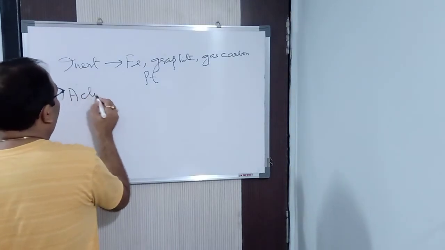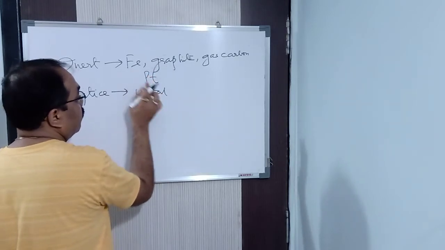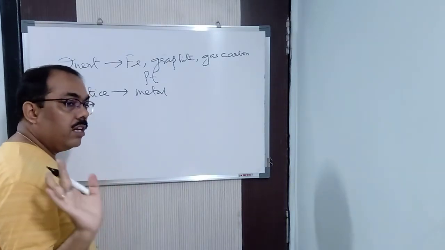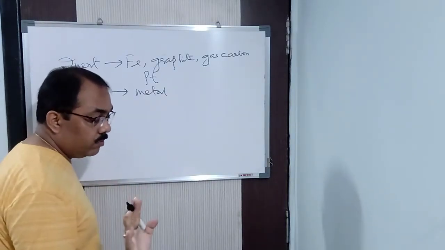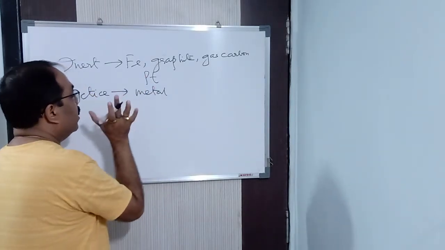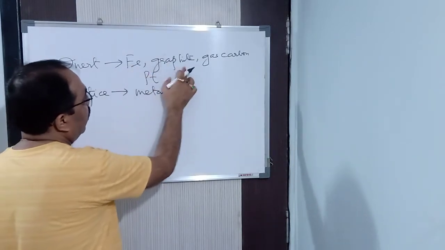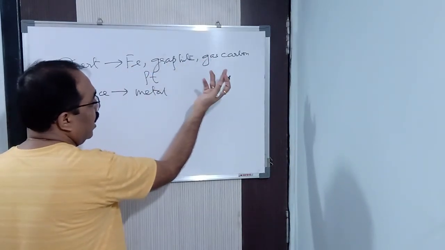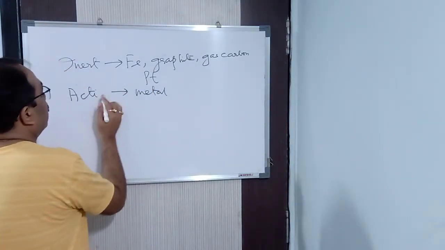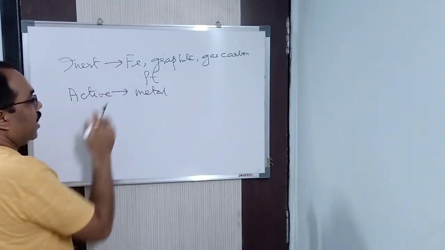Now, active electrode. All metal electrodes are active electrodes except iron and platinum. Except iron and platinum, all metal electrodes are active electrodes. They participate in the electrolytic reaction. I will tell you how they participate and how they do not participate. But for now, remember that inert electrodes can be iron, graphite, glassy carbon, or simply carbon electrodes, and platinum. And active electrodes are all metal electrodes except iron and platinum.